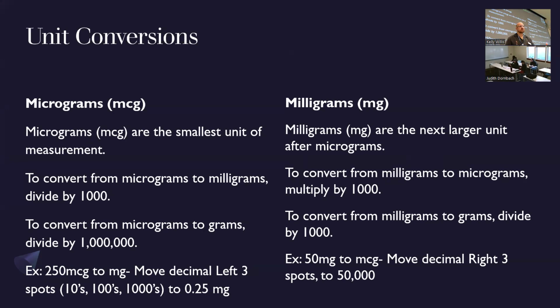And for milligrams, next largest, to convert milligrams to micrograms, multiply by 1,000. And I don't know if that third one is correct or not. So the example is 50 milligrams to micrograms. Move the decimal point right 3 spots to 50,000.